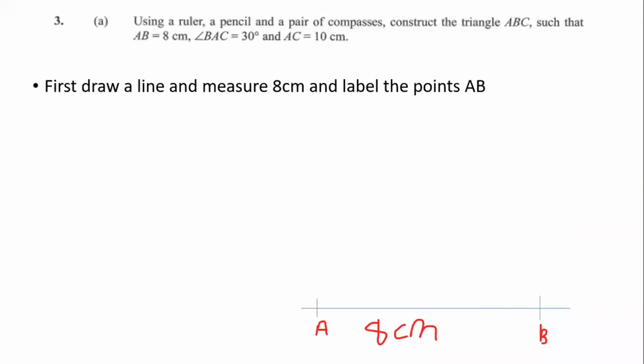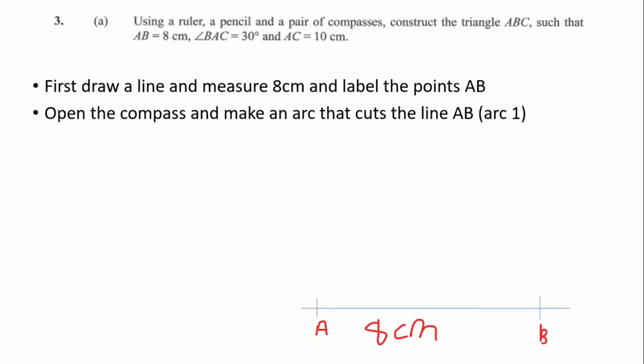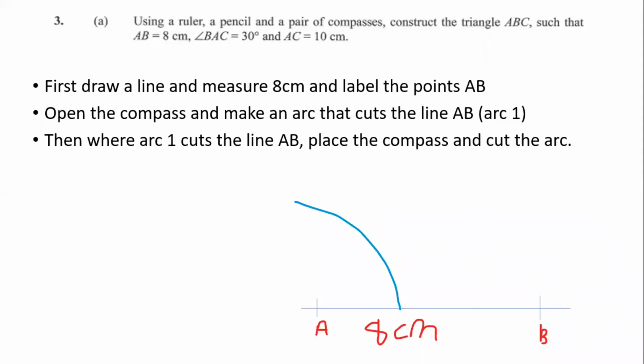Then we open the compass and make an arc that cuts the line AB. So whatever we just learned in theory, we're now applying here. Yes, you can use a protractor to verify, but you need to show all construction lines as you're being given points for your construction lines. So we open the compass to make our first arc that cuts the line AB.